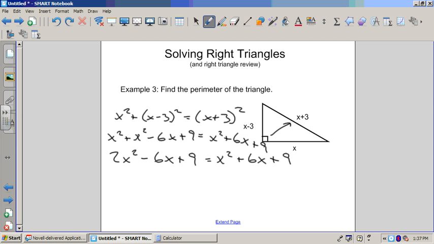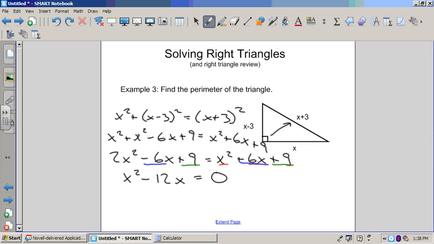Because it's a quadratic, I want everything on the same side, so I'm going to subtract x squared, I'm going to subtract 6x, and I'm going to subtract 9. If I have 2x squared minus x squared, that gives me x squared. I have a minus 6x, and I'm going to subtract another 6x. That gives me a minus 12x. I have a plus 9, and as I subtract a 9, that's going to leave me with 0. So in the end, I get x squared minus 12x is equal to 0.